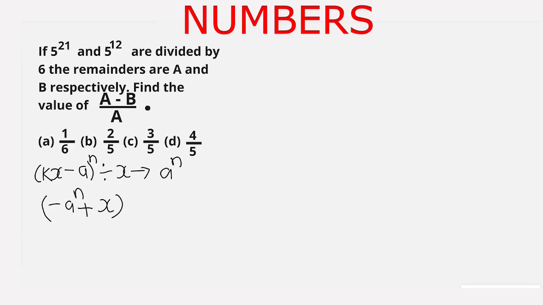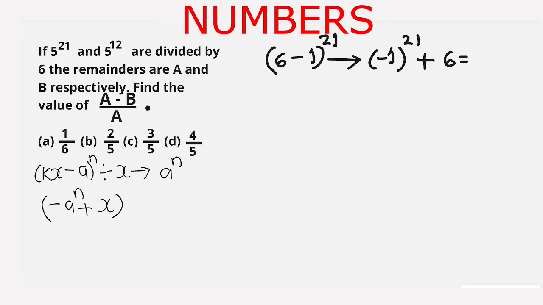5 to the power 21 can be written as 6 minus 1 to the power 21, and when it is divided by 6 we get the remainder as minus 1 to the power 21 plus 6. Here 21 is odd, so minus 1 to the power 21 is minus 1, plus 6 is 5. This gives A equal to 5.